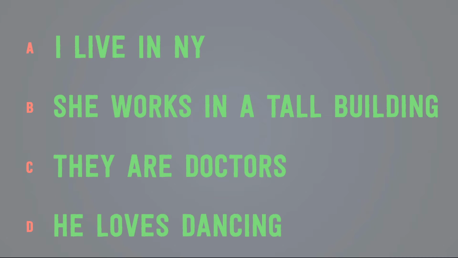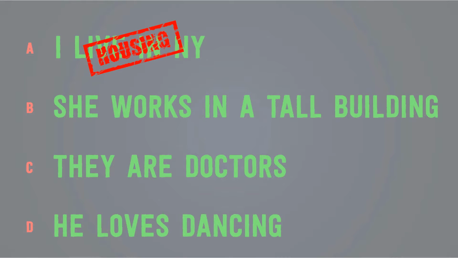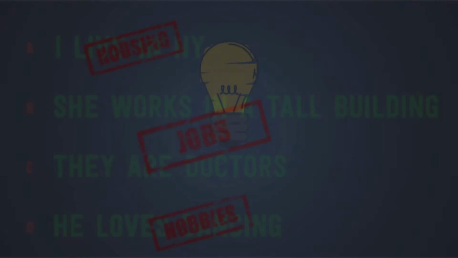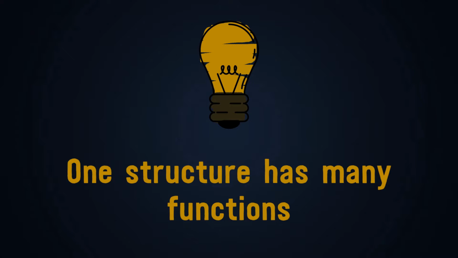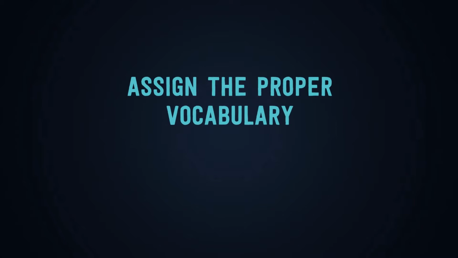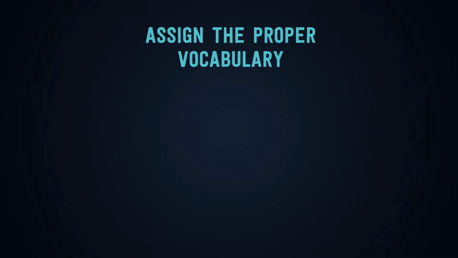Sentence A talks about housing. Sentences B and C talk about jobs. Sentence D talks about hobbies, which means that one language structure can have many functions of different communication purposes. Number two, you need to assign the proper vocabulary. For assigning the proper vocabulary, the first thing you need to do is identify the functions.